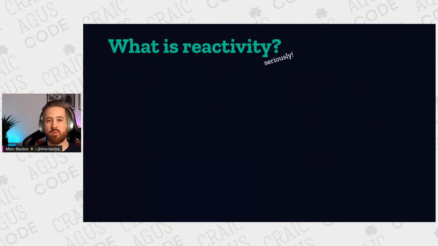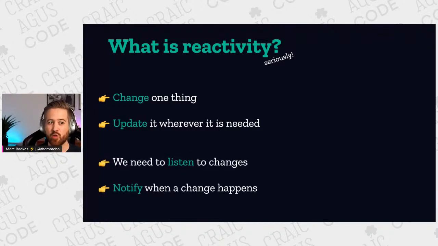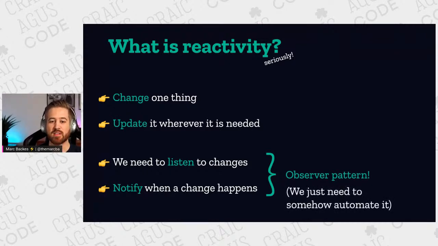So, okay, now that we know what it's not, what is reactivity now? Seriously, what is it? What it basically is, it's when we change one thing and it updates information wherever we need it. So the only thing we need to do is listen to changes and then notify something that a change happens. This is known as the observer pattern. And to complete our reactivity, we just need to find a way to somehow automate this observer pattern, so that we don't have to do it manually.